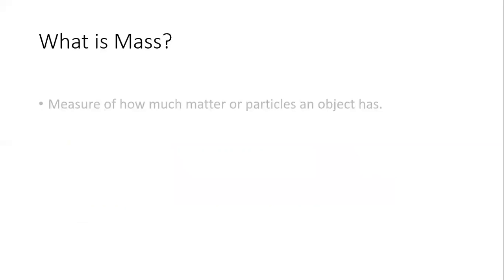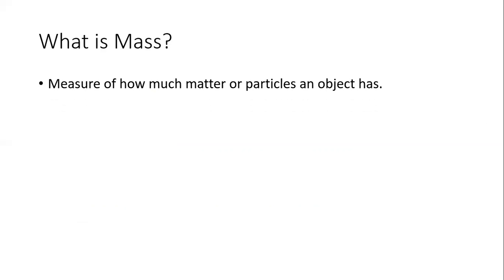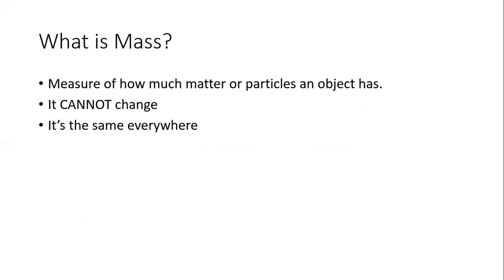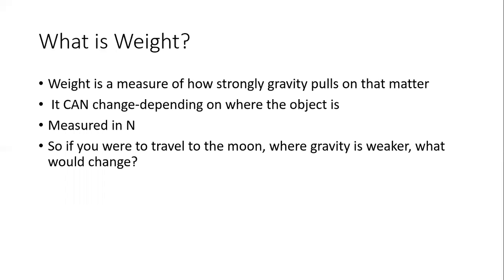Okay, so what is mass? So it's basically the measure of how much particles an object has. So it's basically the amount of stuff that an object is made from itself. It can't change. Okay, so mass is the same everywhere. Okay, so your mass will not change. Same everywhere, as I mentioned, and it's measured in kg or in grams. Okay, now if you were to go to outer space, go on the moon, go to Jupiter, go to any planet outside of Earth, your mass will not change. It will remain the same.